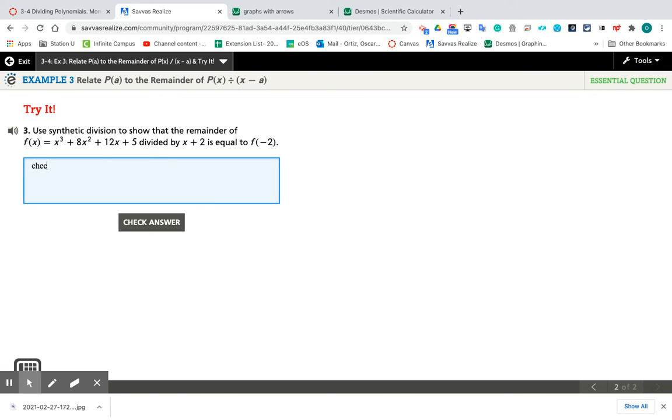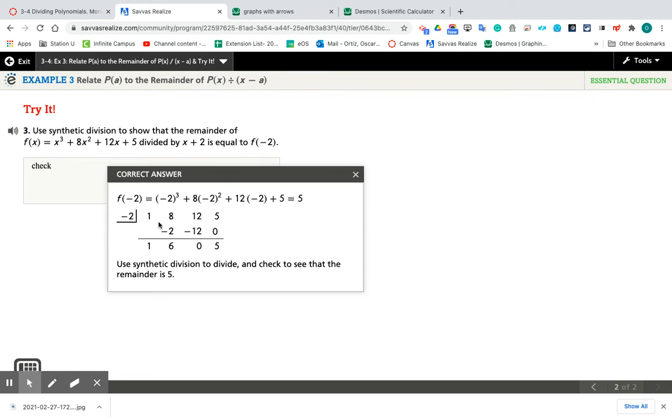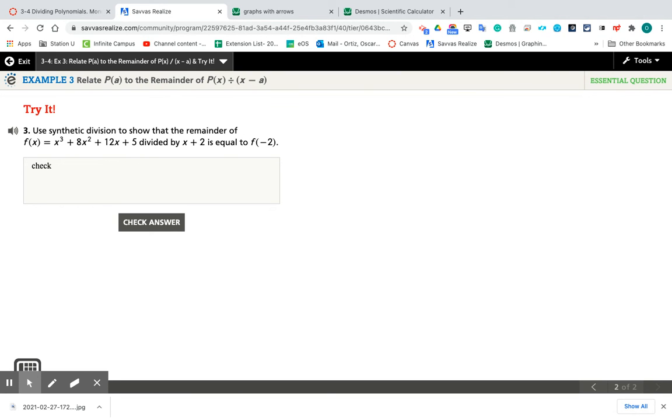Hoping that you paused the video, and here is the answer. So the remainder should be 5. So that is to say that when you replace negative 2, in parentheses, don't forget the parentheses, to the third power plus 8 times negative 2 in parentheses to the second power plus 12 times negative 2 plus 5, you should get that number 5 also. All right, so you can check that with any calculator.